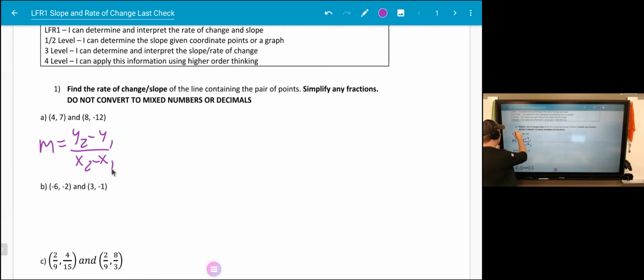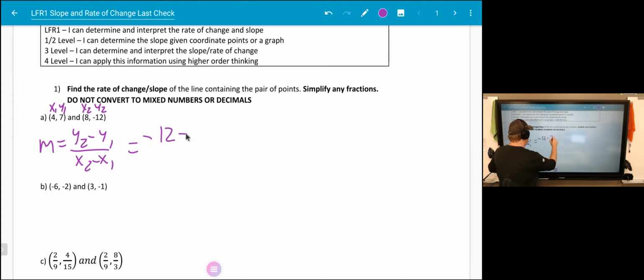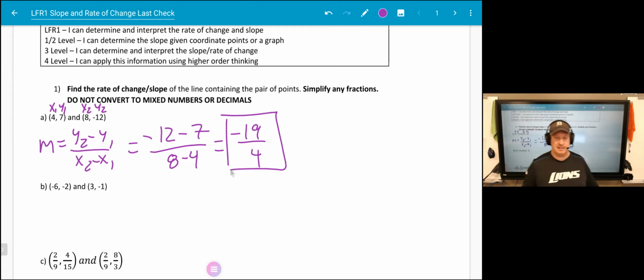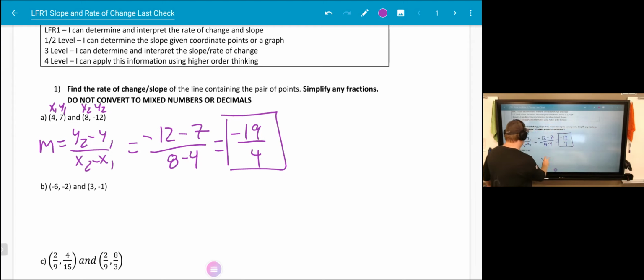This is like x1, y1. This is like x2, y2. Plug them in. Negative 12 minus 7 divided by 8 minus 4. You get negative 19 over 4. Do not simplify because it can't be. Don't put it as a mixed number. Don't put it as a decimal. That's it. That's all you're trying to do right there.